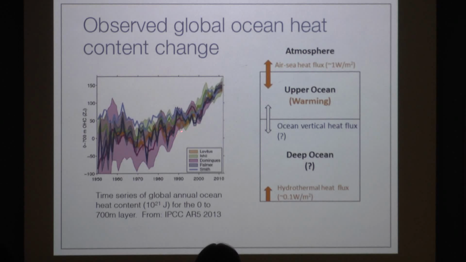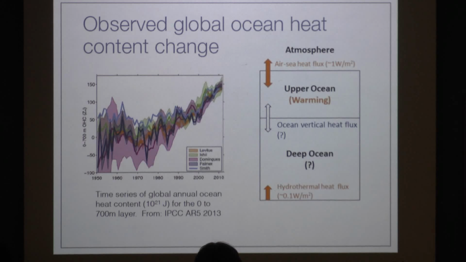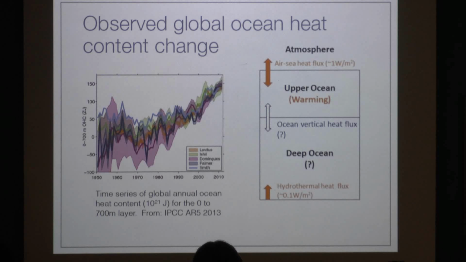But we need to notice that all these results are only for the upper ocean. Some people present results for the upper 700 meters, some people present the upper 2,000 meters. Those are the regions where we really have some observation. Below 2,000 meters, we don't have much observation to make any conclusive result. So then we go to this diagram.